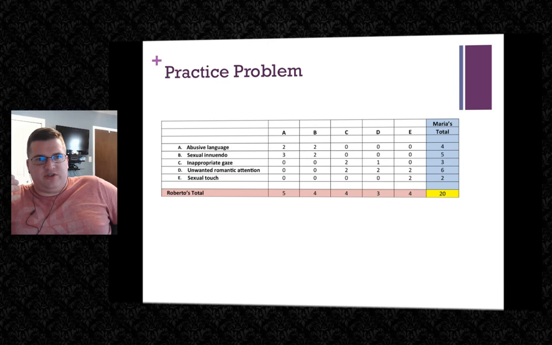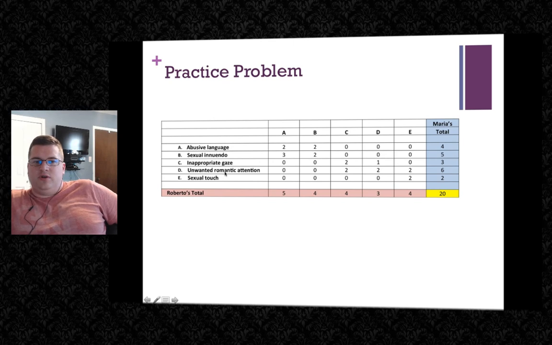Now, in a small scale study, if you're not doing a huge content analysis, you may be able to very quickly figure out where those numbers are coming from. But we've got issues here where Roberto may be getting extra numbers from unwanted romantic, or Maria may be getting extra numbers from unwanted romantic attention. She's got 6 of those. Well, Roberto only saw 3.